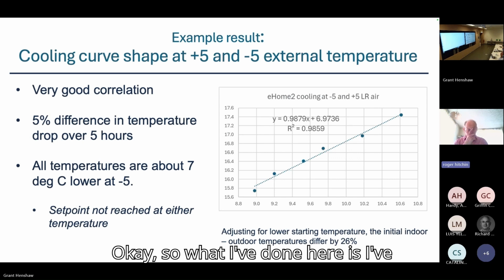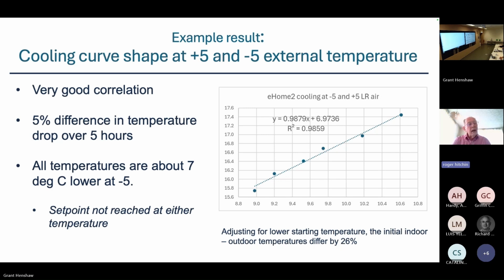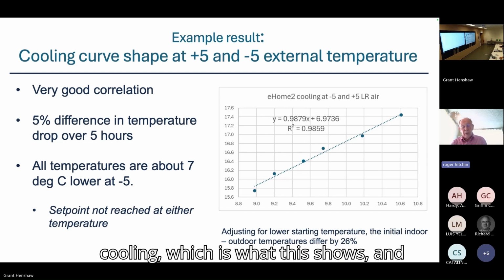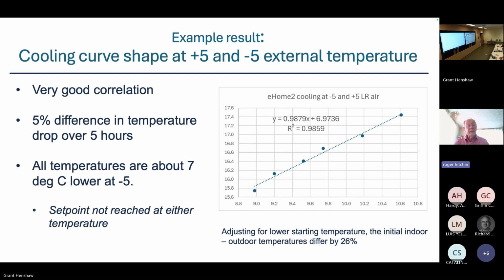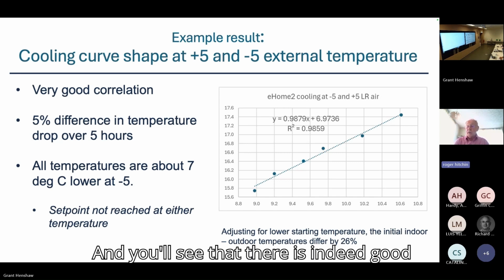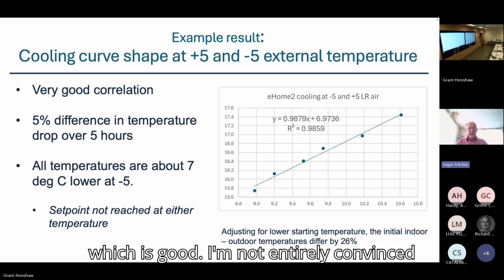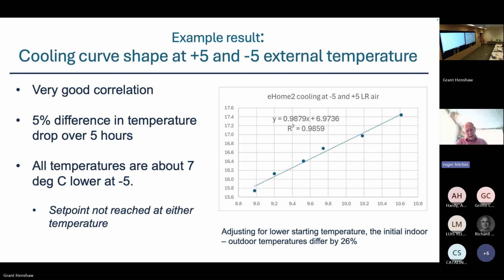Okay, so what I've done here is I've taken the temperatures within the room. All the temperatures are from the living room, I might say. At fixed periods after switch off for cooling, which is what this shows, and regressed them against each other for the two temperatures, +5 and -5. And you'll see that there is indeed good regression. There's an R² of 0.98, which is good. I'm not entirely convinced that the residuals are random, but that remains to be seen.